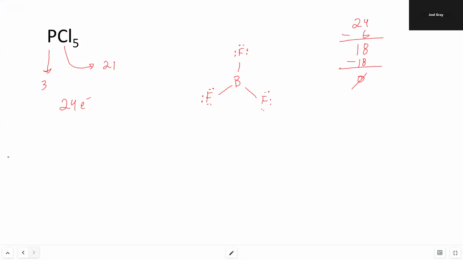Now, my last model, we're switching it up a little bit. One of the big differences between what we were just looking at and what we're looking at now is how many valence electrons does phosphorus have? 5. Okay. How many valence electrons does chlorine have? 7. So 5 times 7 equals, what are we looking at? 35 plus these 5. We're looking at 40 electrons.